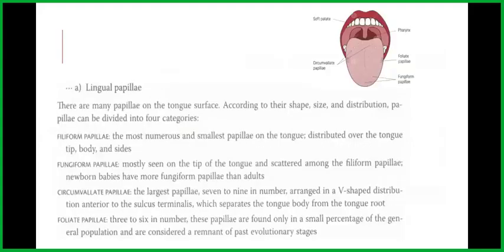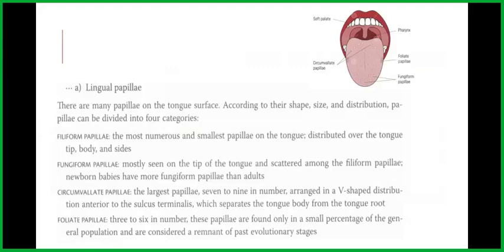The lingual papillae. There are many papillae on the tongue surface. According to their shape, size, and distribution, papillae can be divided into 4 categories. The filiform papillae, the most numerous and smallest papillae on the tongue, distributed over the tongue tip, body, and sides. The fungiform papillae, mostly seen on the tip of the tongue and scattered among the filiform papillae. Newborn babies have more fungiform papillae than adults.